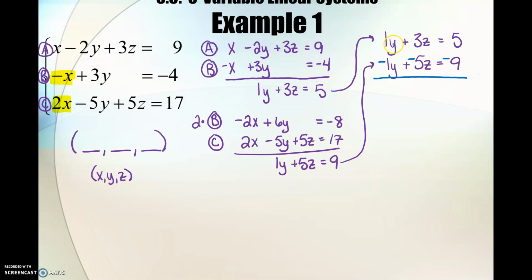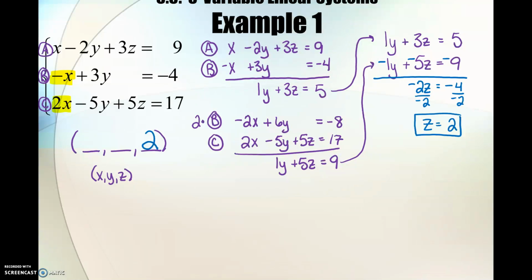Now I'll add them together. 1y, -1y, that eliminates. That's what we wanted. 3z, -5z, that will give me -2z. And 5 plus -9 is -4. Finish solving. Divide both sides by -2, and we get z is 2. So I can go over here to my answer area and put in the z blank that z is 2.